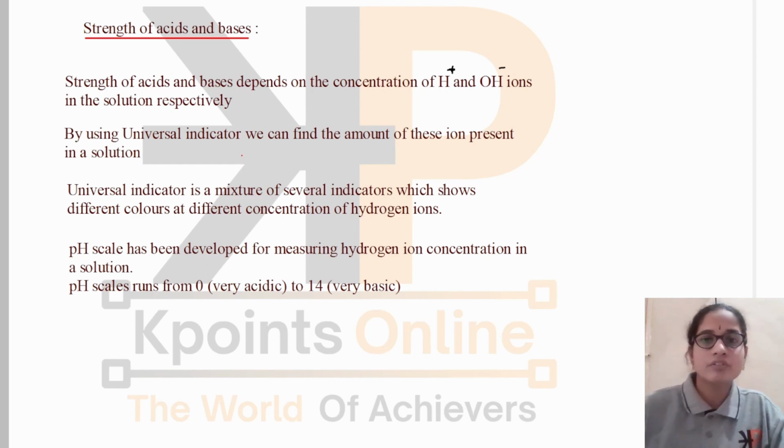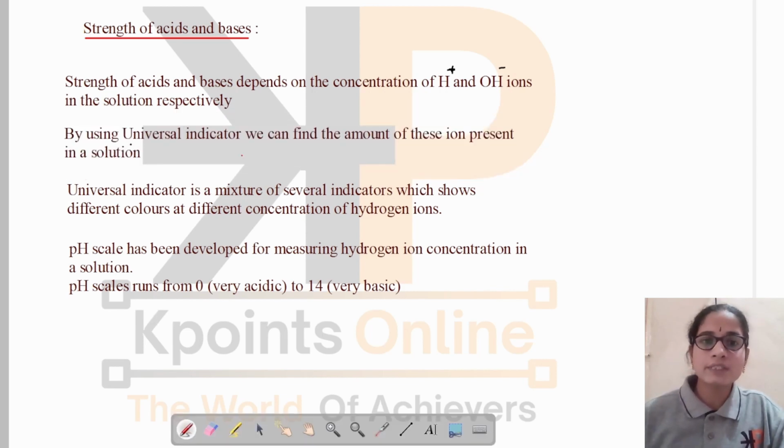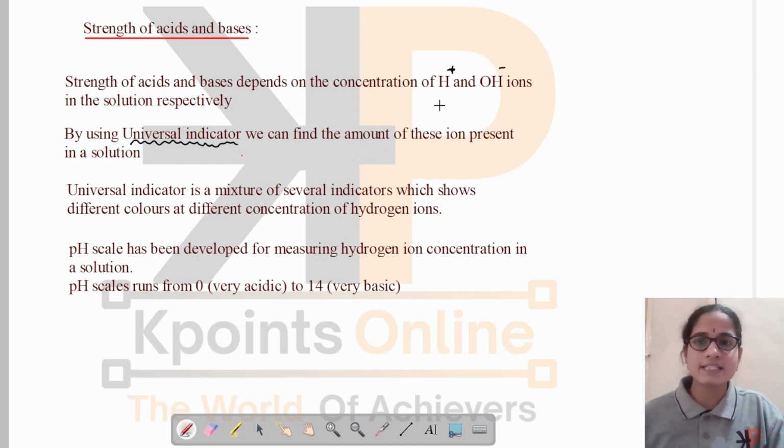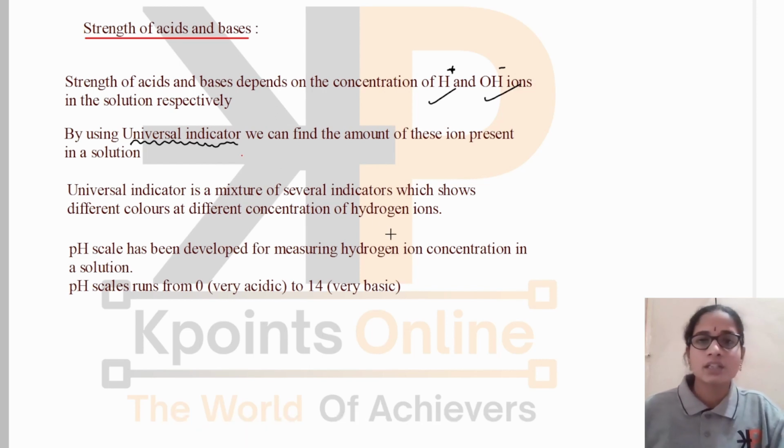For that, we will use the indicator called the universal indicator. By using this universal indicator, we will find the amount of ions, that is, hydronium ions or H+ ions in water and hydroxide ions. The more the amount of these ions, the more is the acidic or basic character. What is this universal indicator? Actually, this is a mixture of several indicators. If you take a single indicator, it will show the range over a very small scale. But if you take the universal indicator, it will cover a very large range of values.